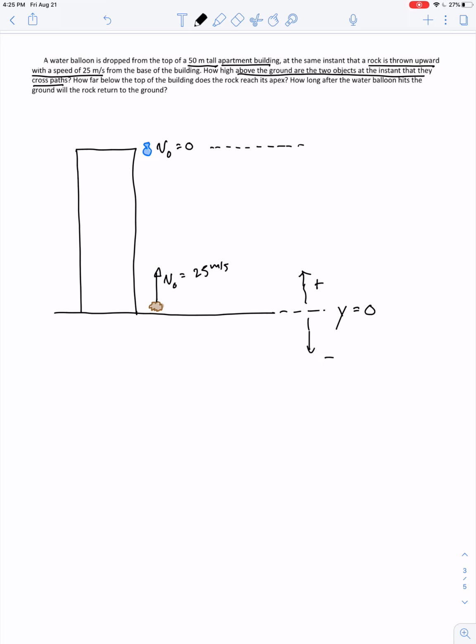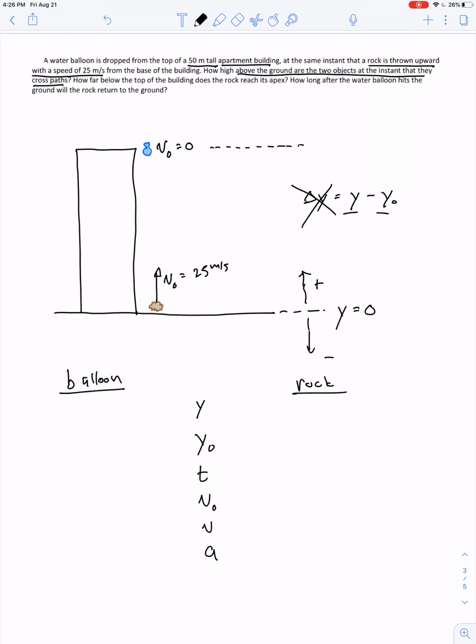So we probably should make two different lists here, right? We should make one for the balloon and one for the rock. And the quantities we want to identify are, well, let's do this. Instead of making delta y's, delta y means final position minus initial position. So let's identify both final position, initial position, time, initial velocity, final velocity, and acceleration for both the balloon and the rock.